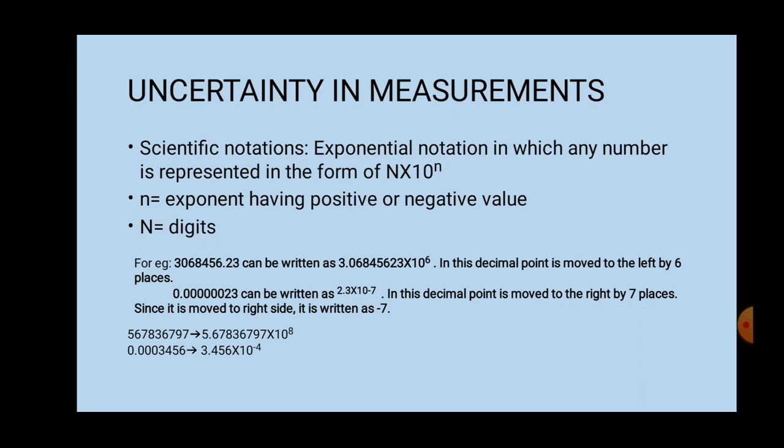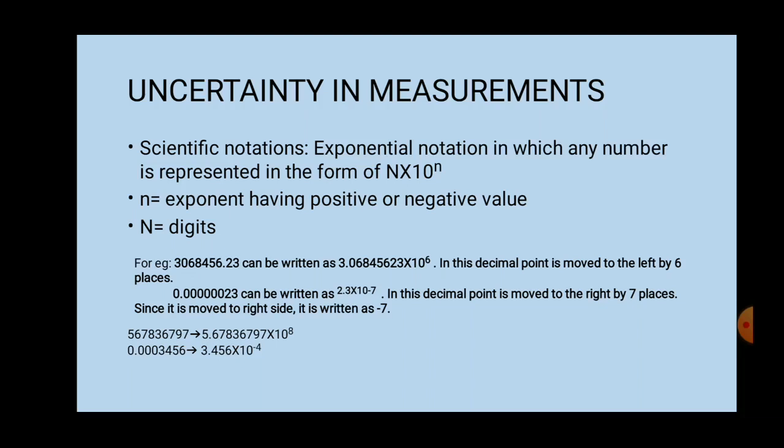So what happened during the calculation, scientists or chemists faced many problems to solve the calculations. That means they faced very big numbers. Okay. Now these large or small numbers can be converted into scientific notation with the help of N into 10 to the power n. So the definition is, scientific notation is nothing but an exponential notation in which any number is represented in the form of N into 10 to the power n.